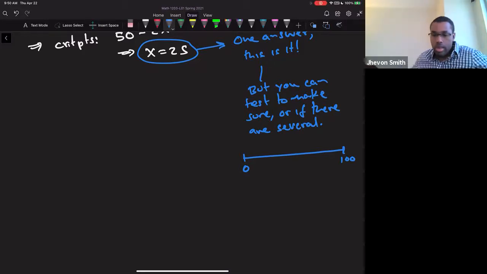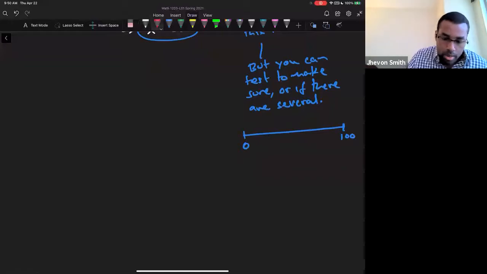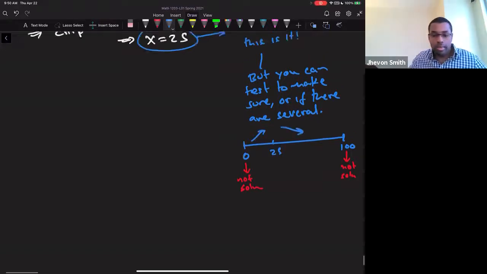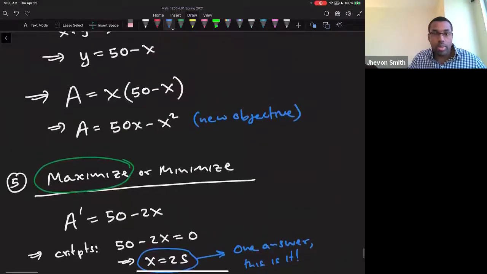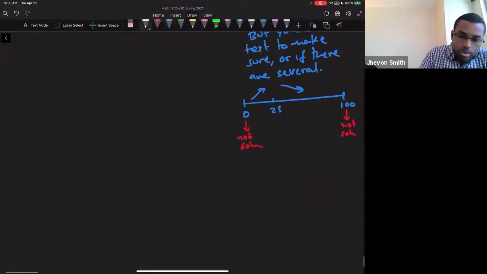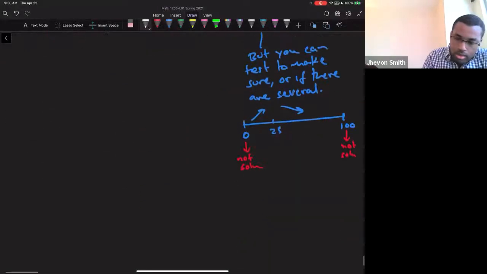So the solution is not at the endpoints. That should be obvious. However, we do have a number to test, which is 25. If you plug into x times 50 minus x, with x equals 25, you would get the maximum. Now it's the last step: you're going to answer the question.